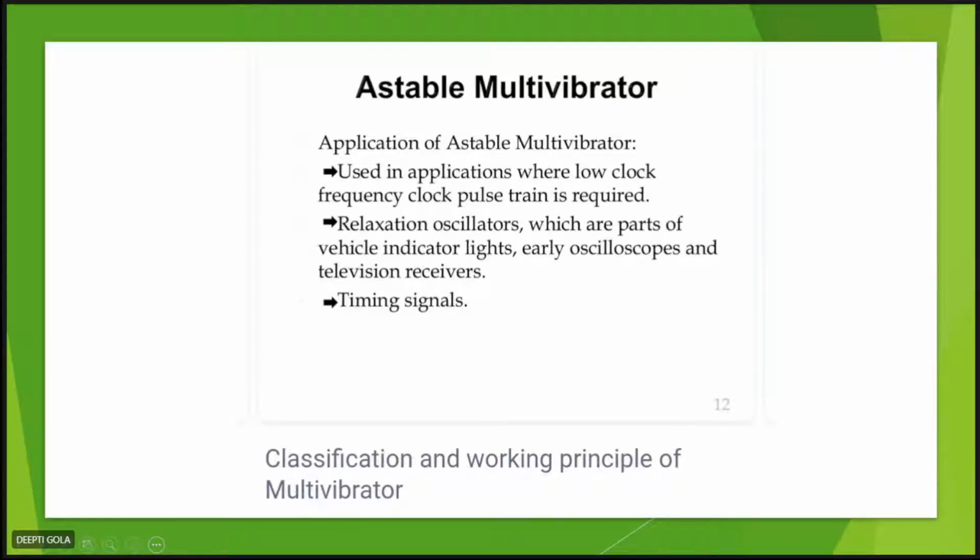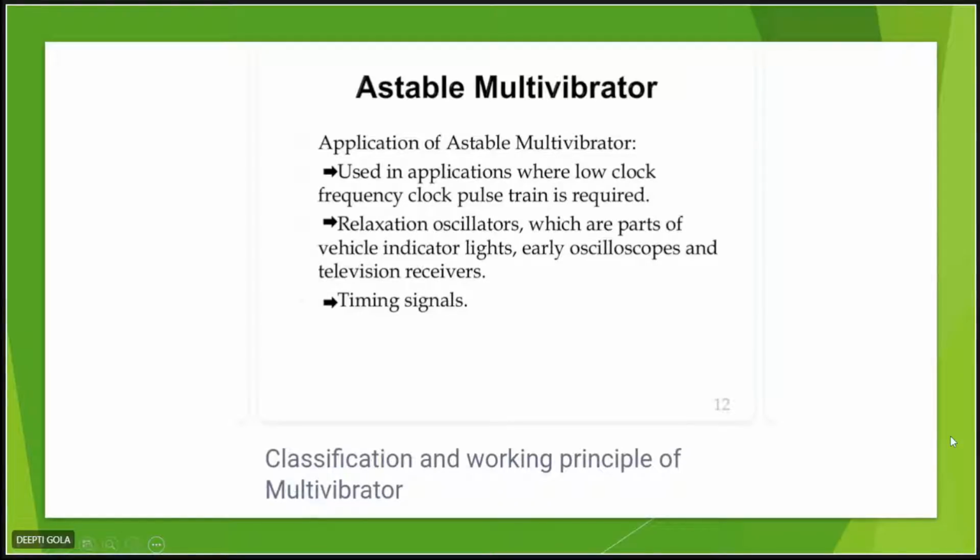So, what are the applications of this astable multivibrator? They are used for low clock frequency pulses. They are used in relaxation oscillators, and these relaxation oscillators are actually used in vehicle indicator lights, oscilloscopes, and television receivers. They are also used for timing signals, right? So this is about the astable multivibrator.